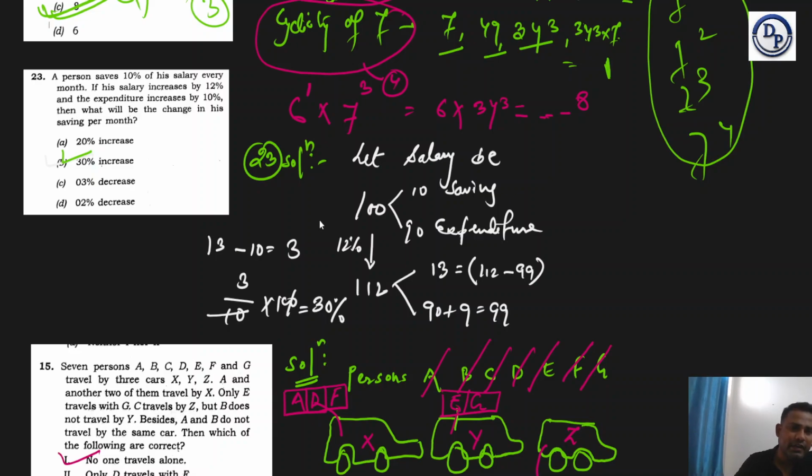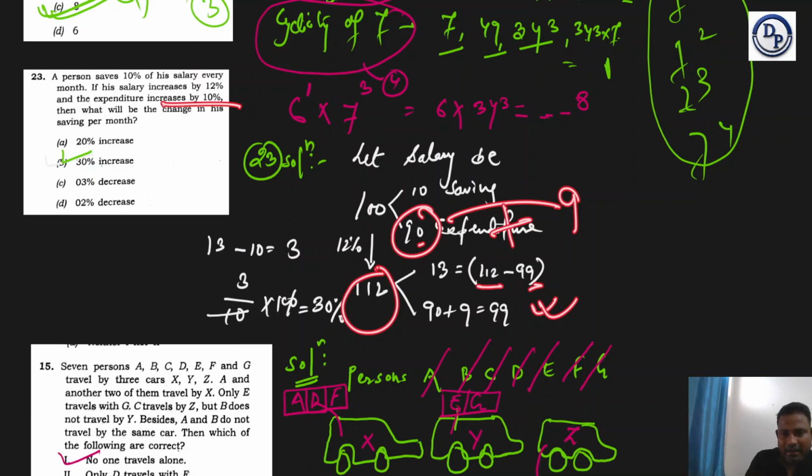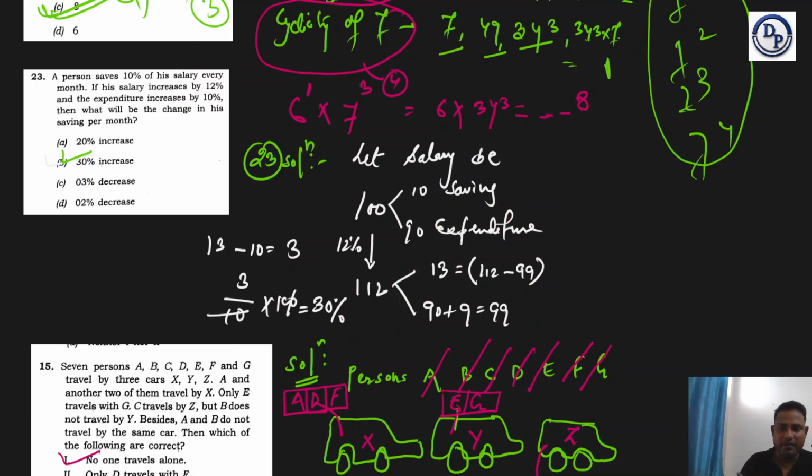It is said that a person saves 10% of his salary every month. If his salary increases by 12% and the expenditure increases by 10%, then what will be the change in his saving per month? It's quite an easy problem. You can see here, let us consider that the salary was 100 rupees earlier. Saving was 10 because 10% is given, and 90% was expenditure. Now the salary increased by 12%, so it becomes 112. His expenditure increased by 10%, so this 90 increased by 9. So 90 plus 9 gives us 99. So 112 minus 99 is 13, which is the saving in the case of increased salary.